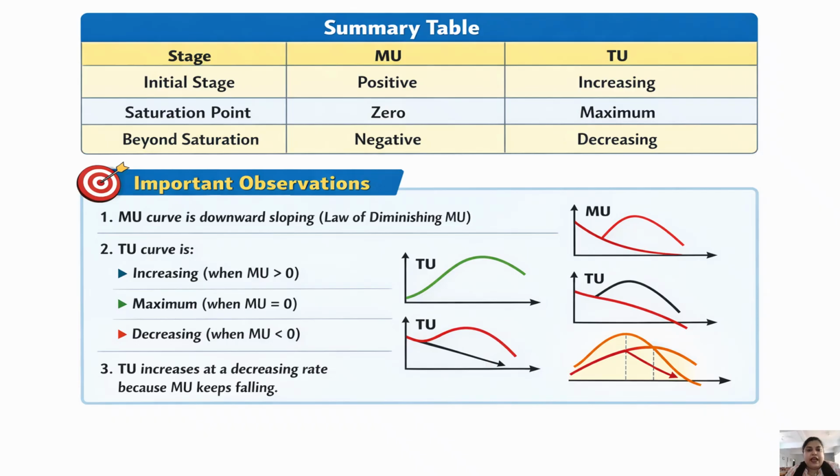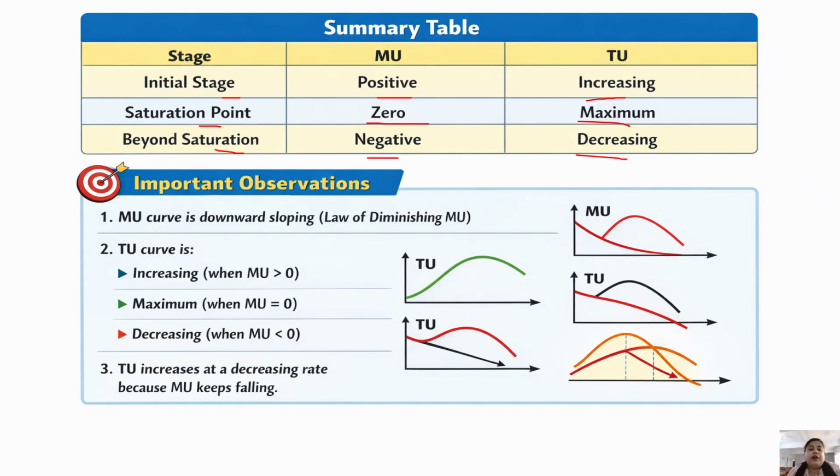Okay, now let's recap this summary. In the initial stage, where the total utility is increasing, MU is positive, so we can say that MU is greater than 0. But at the saturation point, TU is maximum and MU is 0. Beyond the saturation point, TU is decreasing and MU becomes negative.